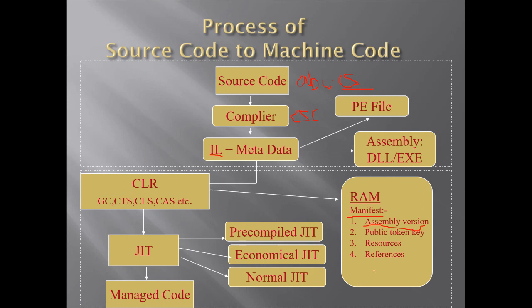So that kind of information is generally maintained. The process will generate the manifest file, and the manifest file contains these four important pieces of information about that program.